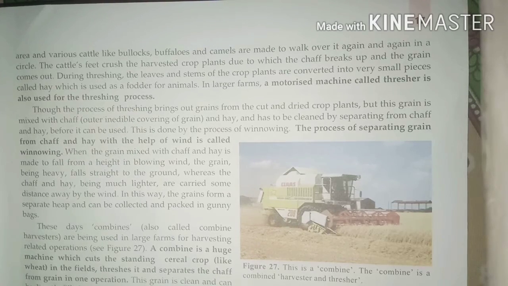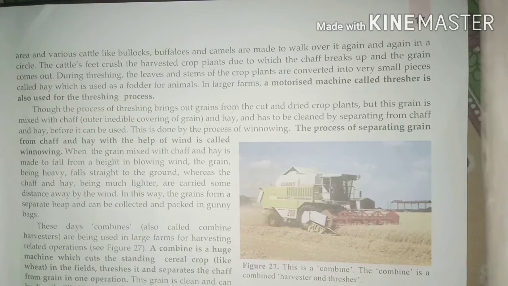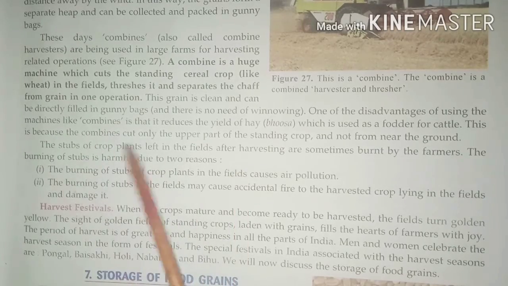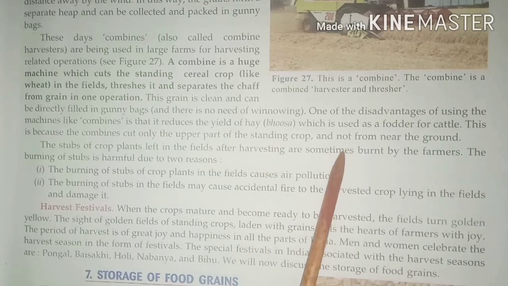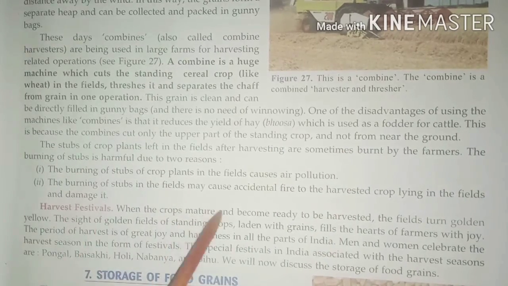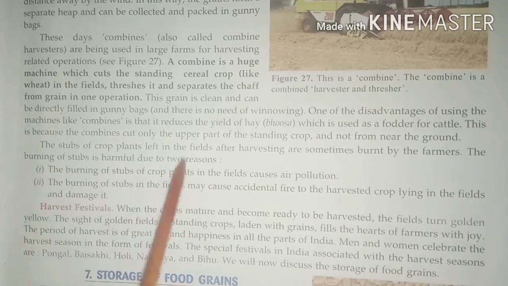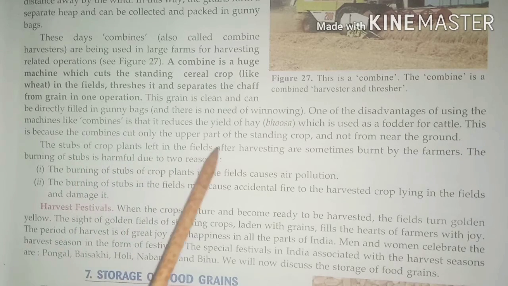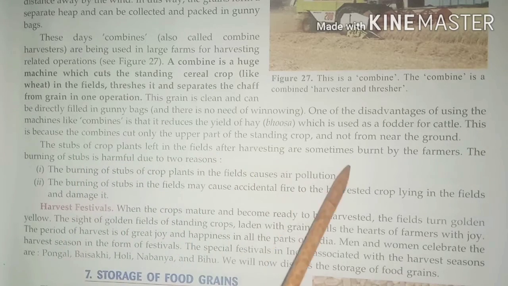A combine cuts only the upper part of the standing crops and not from near the ground. What does the combine do? It only cuts the upper part of the standing crops, not from the ground. So that is a disadvantage of using a combine. Understood?